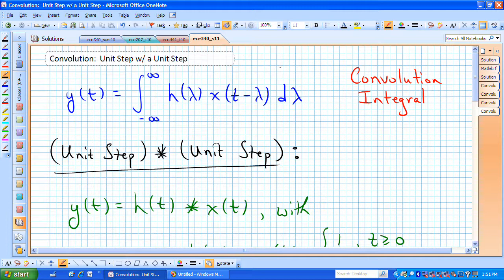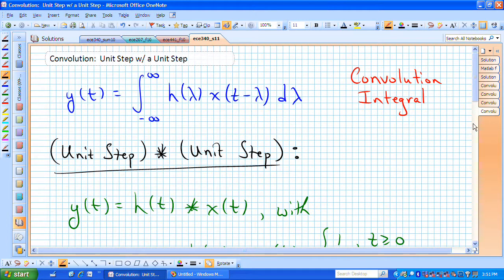Welcome back to another session called Convolution. We're on convolution. In this particular session, we're going to convolve a unit step with another unit step. We continue to have the same definition of the convolution. That's not going to change.